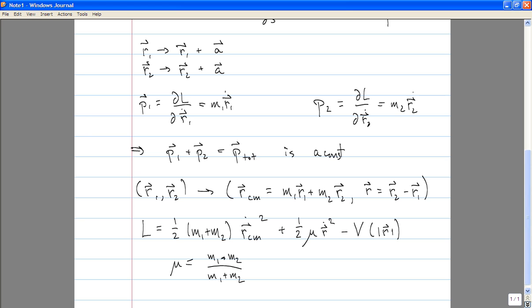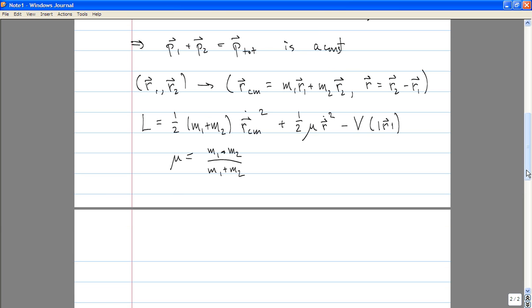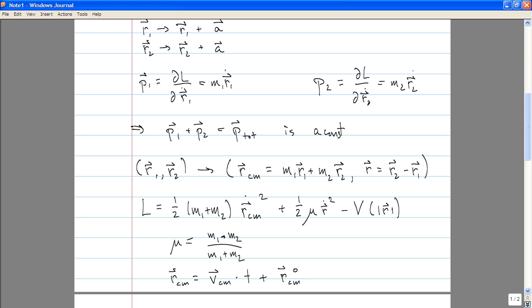And the advantage of this is that we can now solve completely for the center of mass motion. So because the center of mass momentum is constant, the center of mass position is just a constant vector times t plus another constant vector, just as it would be for a free particle which is moving with no external forces acting on it.